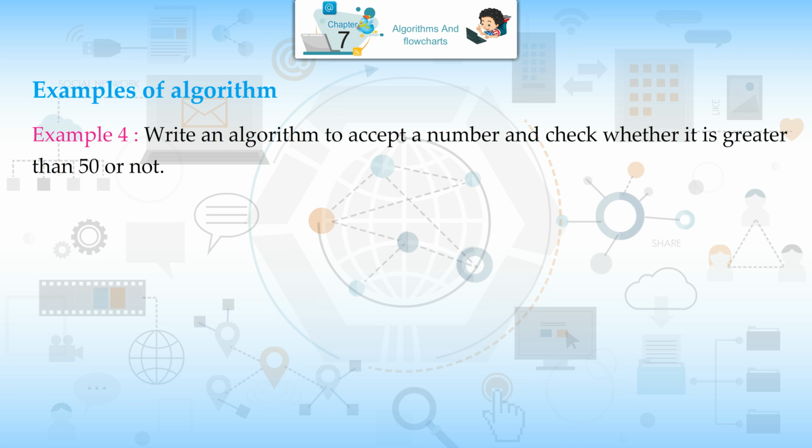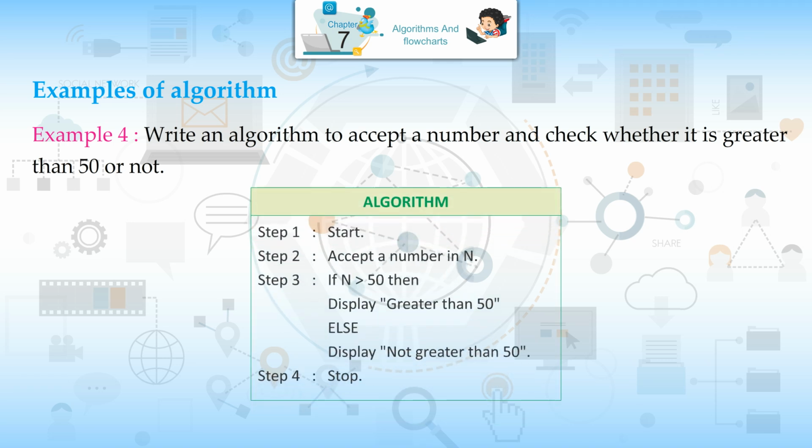Example 4. Write an algorithm to accept a number and check whether it is greater than 50 or not. Algorithm. Step 1. Start. Step 2. Accept a number in N. Step 3. If N is greater than 50, then display greater than 50, else display not greater than 50.